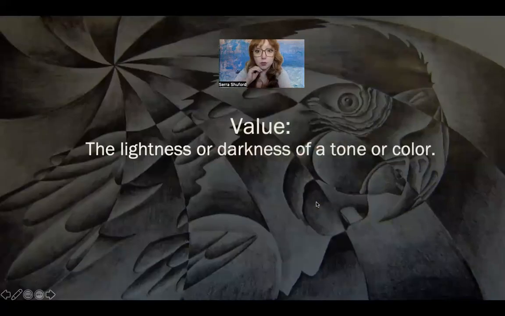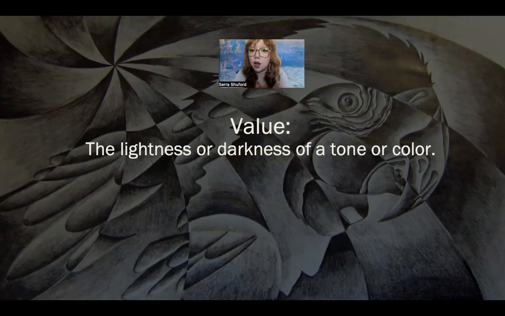Okay, so I'm going to come back in lesson 5 for value and color as well. So we will pick back up then, and hopefully this yoga thing goes along.